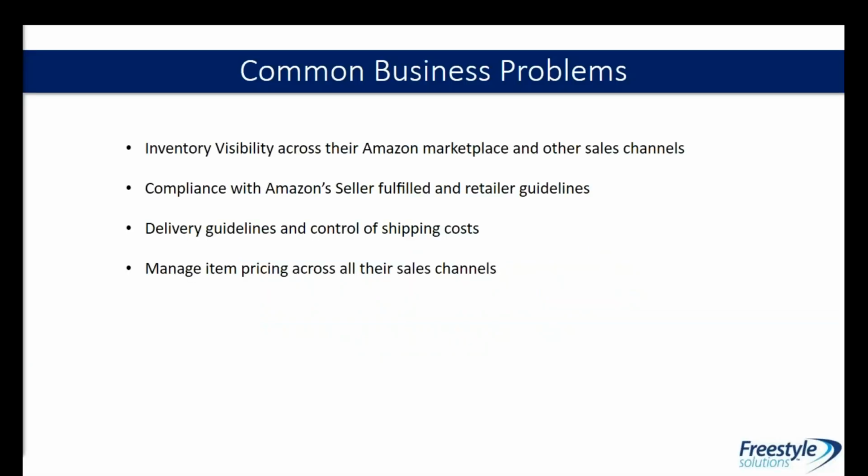Let's talk about some common business problems. Obviously, you want inventory visibility across your Amazon marketplace and other sales channels. You want compliance with Amazon seller fulfilled and retailer guidelines. You also want to make sure you meet your delivery guidelines, and you want to control your shipping costs. Finally, you want to manage item pricing across all your other sales channels.